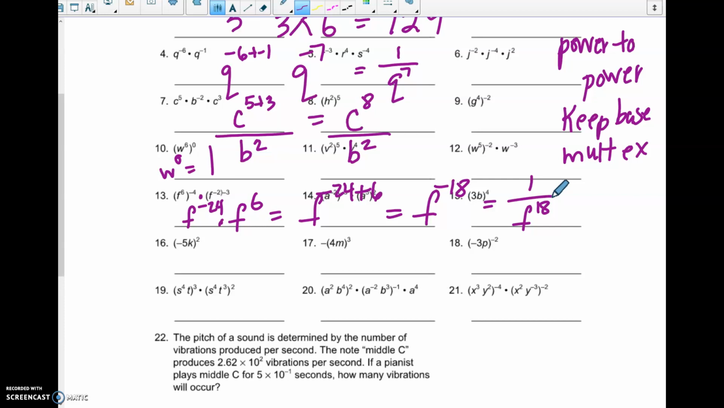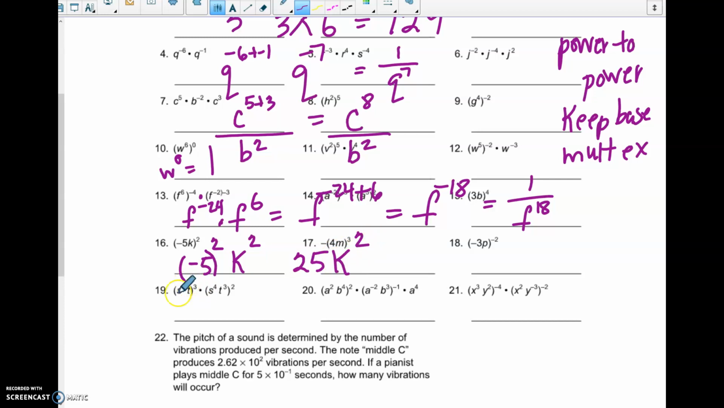All right, number 16. We still have a power to a power, but we have to remember to pull that in. So it's -5 to the 2nd power, and we have K to the 2nd power. Now, -5 to the 2nd power, remember we have parentheses around this. So it's -5 times -5, which is 25, K to the 2nd.